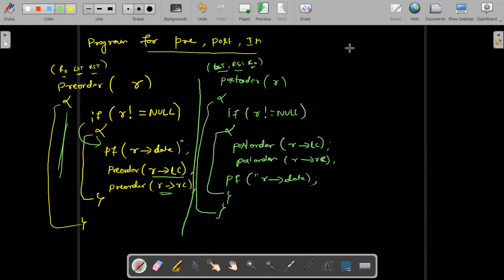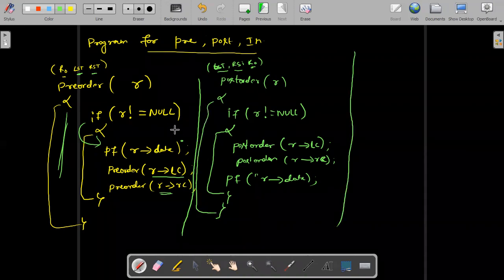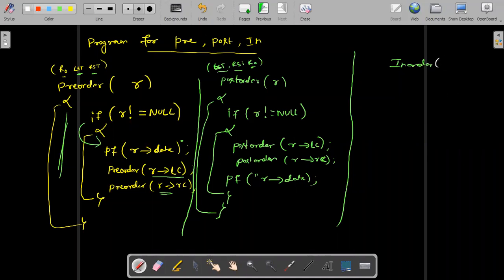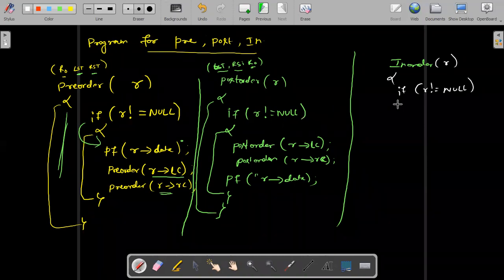I think you people have understood. Everyone okay? Okay, this is pre-order and post-order. Again, write in order. We'll change the color so that you can see better. What will you pass? You will pass the address of root. Again here, if R is not equal to null. Don't worry, I will show you. Just understand, after that you will get to know why I am writing all these things.